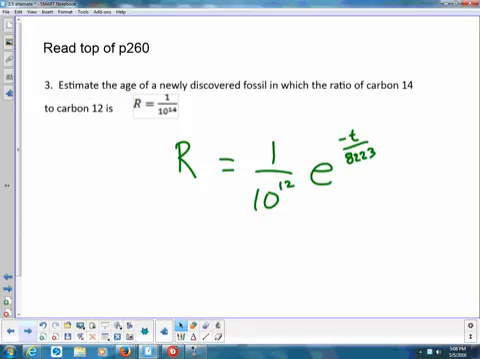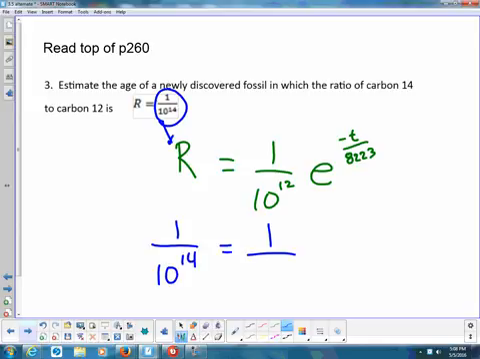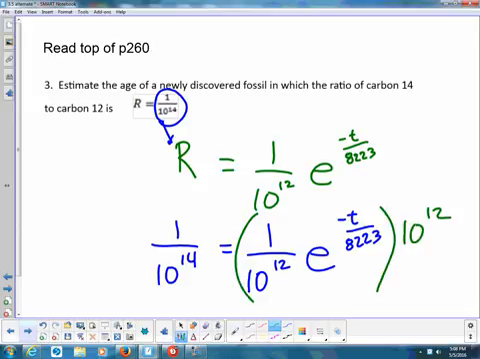Let's take a look at how we are going to figure out the age of a newly discovered fossil in which the ratio of carbon-14 to carbon-12 is 1 over 10 to the 14th. Well, we're going to plug in this 1 over 10 to the 14th right here for R. So we're going to have 1 over 10 to the 14th equals 1 over 10 to the 12th times e to the negative t over 8,223. I would recommend that we multiply both sides of the equation by 10 to the 12th.